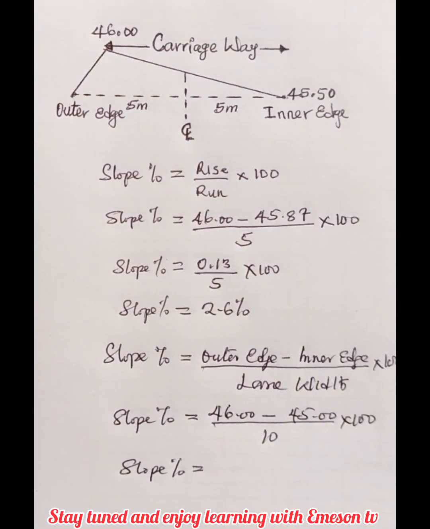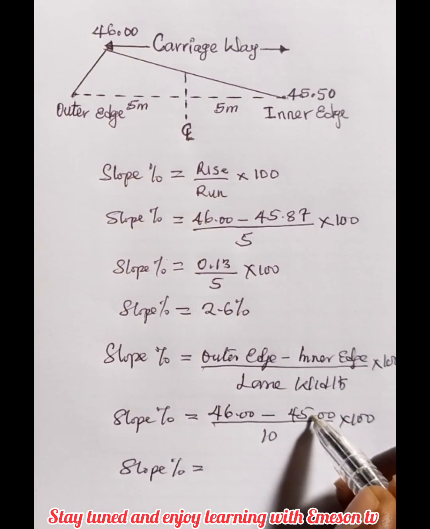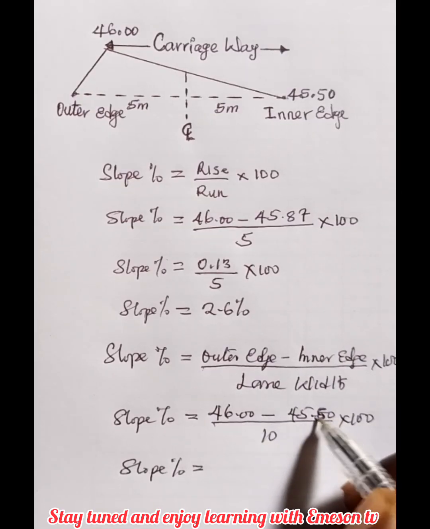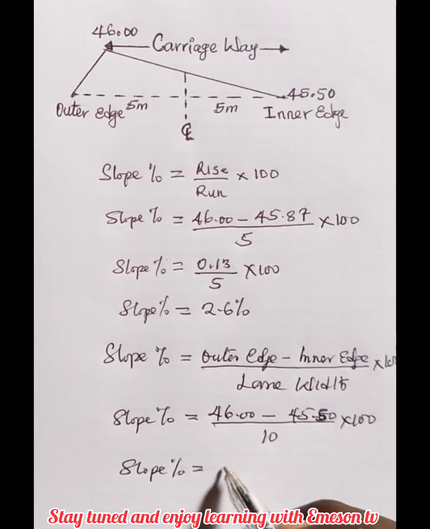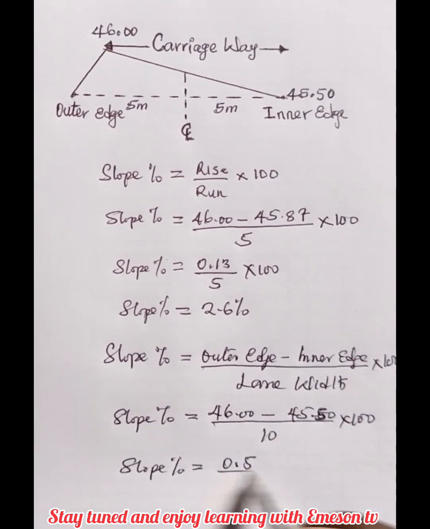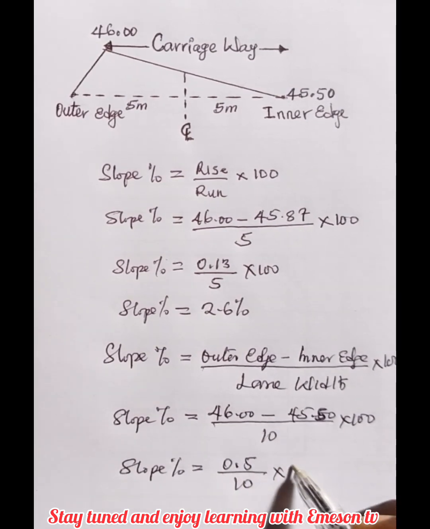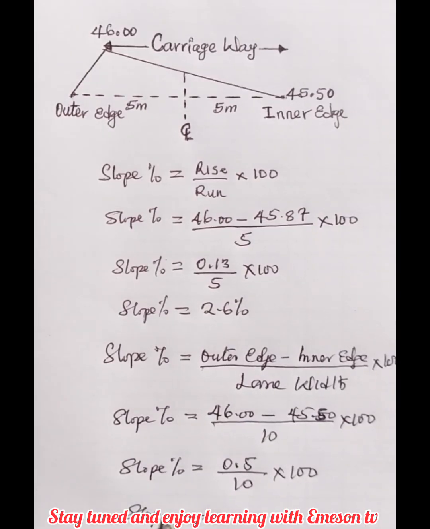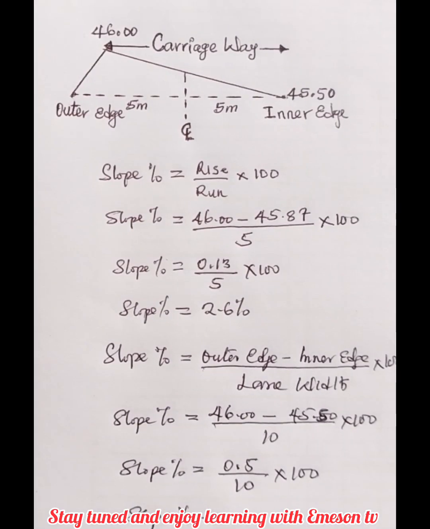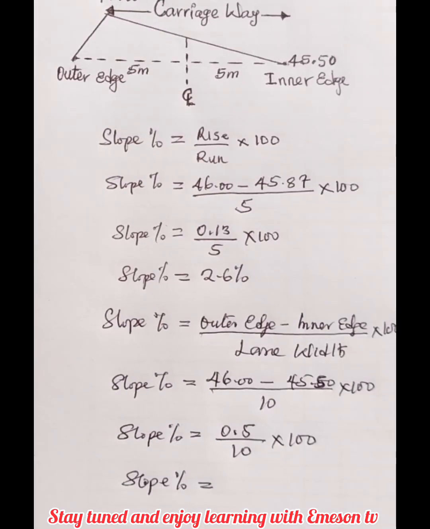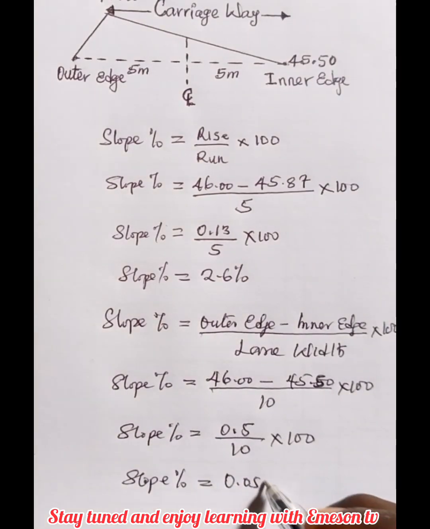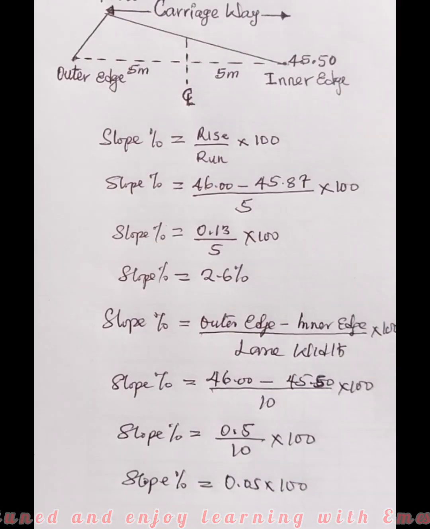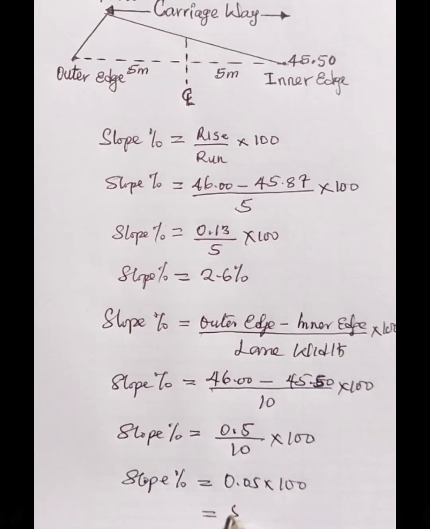this, or subtracting this from this, here we have the level here is 45.5. So here we have 0.5 over 10 multiplied by 100. The slope. So this will give us 0.05 multiplied by 100. And this will give us 5% slope.